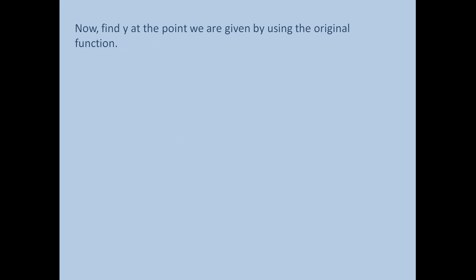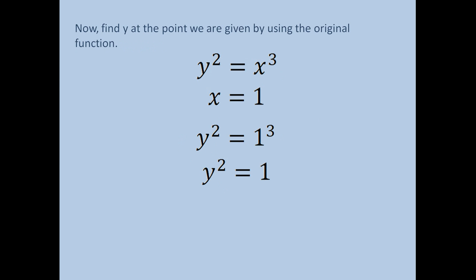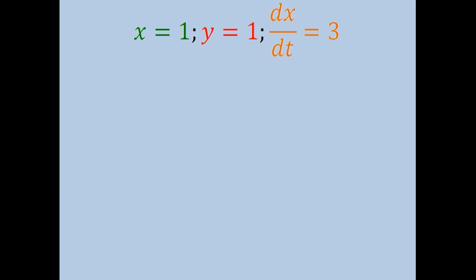Now we're going to find y at the point that we're given by using the original function. y squared equals x cubed. We know x equals 1, so we substitute that into our equation. We have y squared equals 1 cubed. And 1 cubed is 1, so we know y squared equals 1. Now we have y equals the square root of 1. And finally, y is equal to 1. We know it's not negative 1 because we were told before that y was greater than or equal to 0.